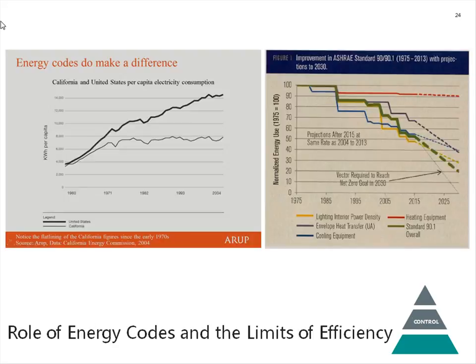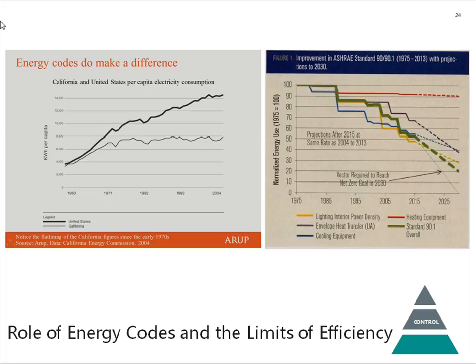Just two more points before leaving the second tier of control. One is that energy codes work. This is a chart put together by Arup, an international engineering firm, looking at energy use in California versus the rest of the United States. California has very strict energy codes, starting with an energy crisis in the 70s. You see the heavier line is the US, the lighter line is California, with increasing energy use. California plateaus in the 70s when they institute energy saving regulation. American general energy use continues to go up. Energy codes work.